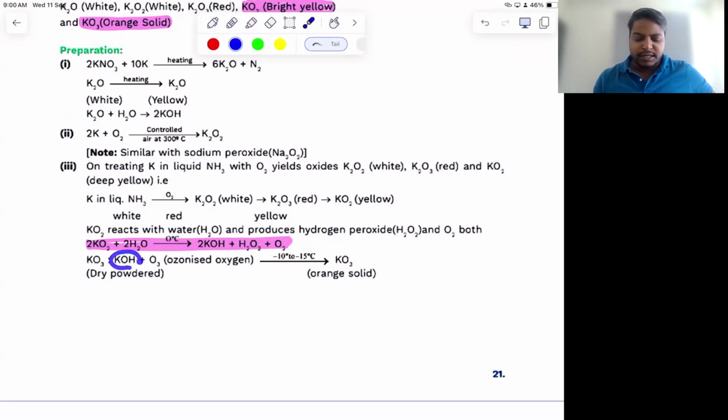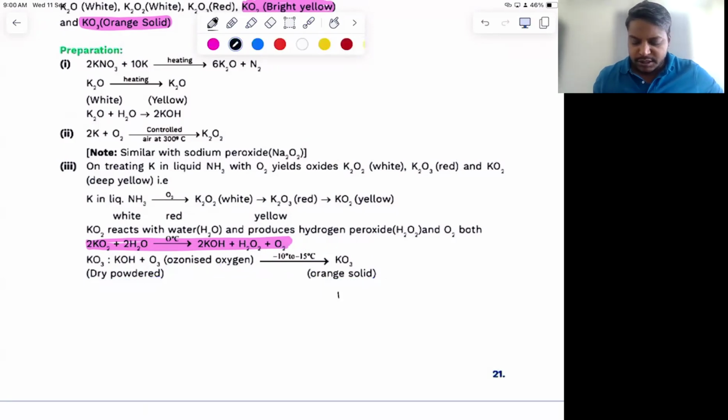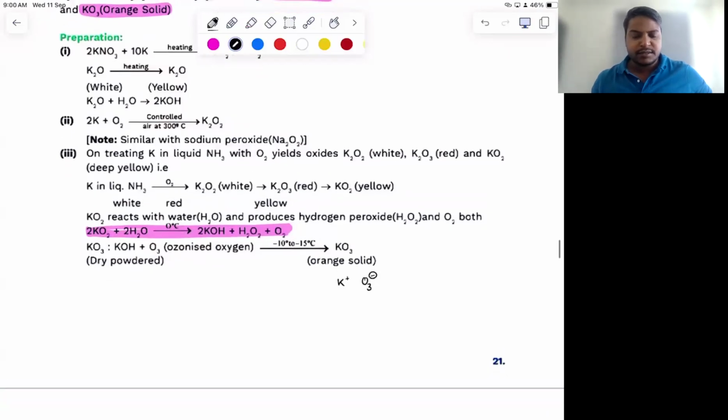KO3, which we get from KOH plus O3. This is called ozonized oxygen. At an extremely low temperature, it will convert into KO3. This is a dry powder added to ozone, so that will convert into KO3, an orange solid. Remember, the oxidation state here is K+ and this is an ozonide ion, which is O3-. Okay, this is an orange solid.